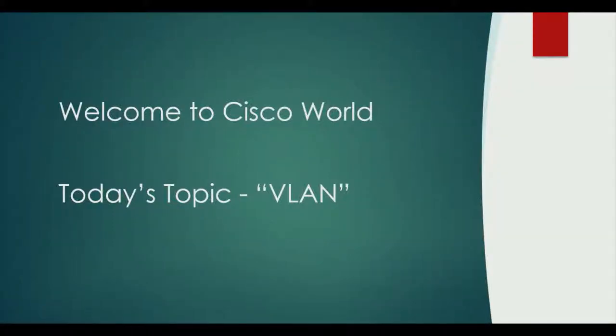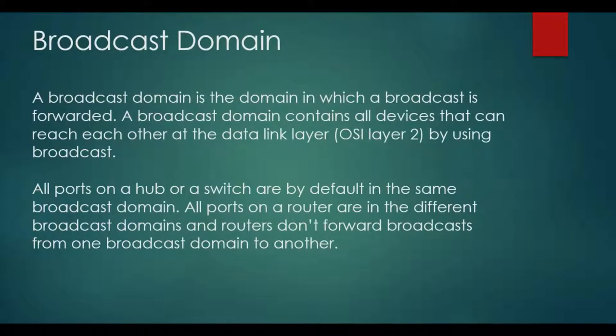Today we are going to discuss VLAN. But before starting with VLAN, we need to understand what a broadcast domain is and what a collision domain is. A broadcast domain is a domain in which a broadcast is forwarded. A broadcast domain contains all devices that can reach each other at the data link layer by using broadcast.